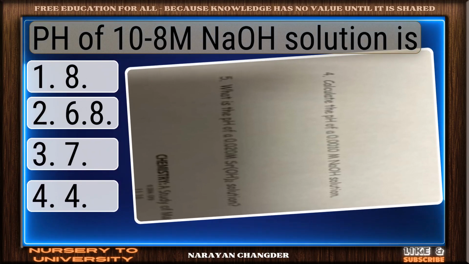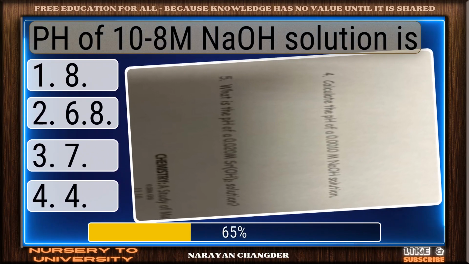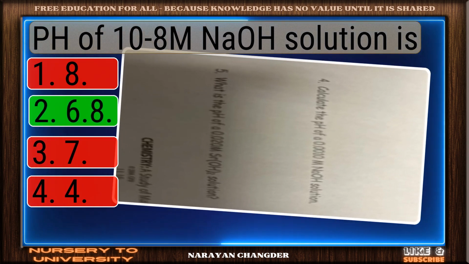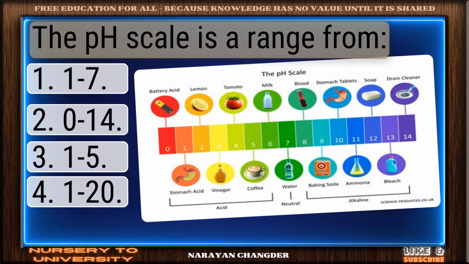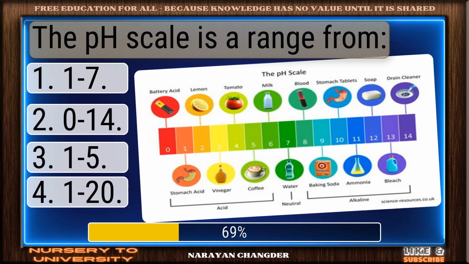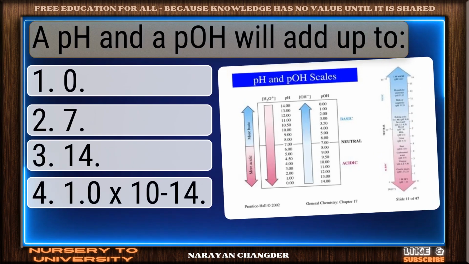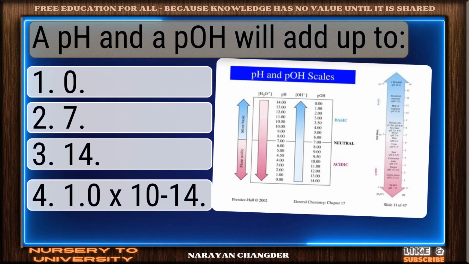Which of the 10 NMNL solution is? Good job. Your answer 6 works well here. The pH scale is arranged from. Excellent. So 14 is a brilliant choice. A fetch and a pOH will add up to.